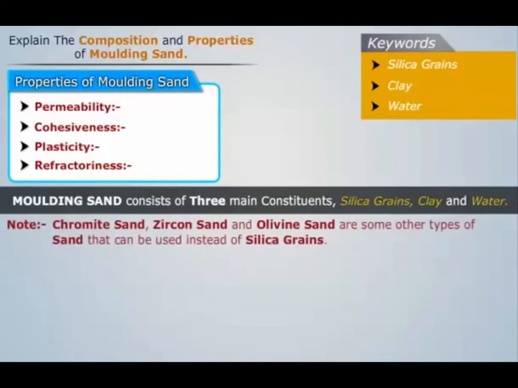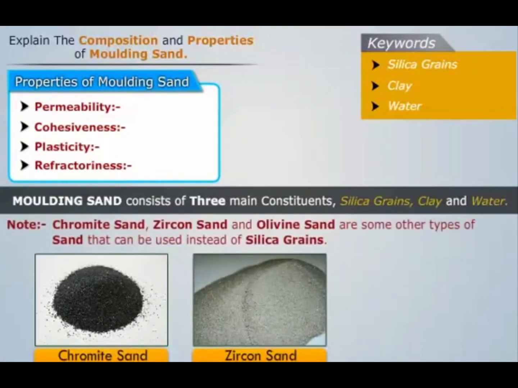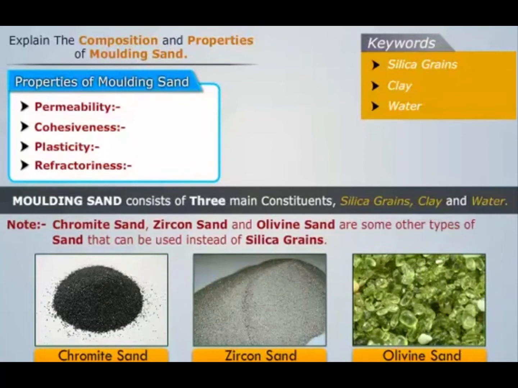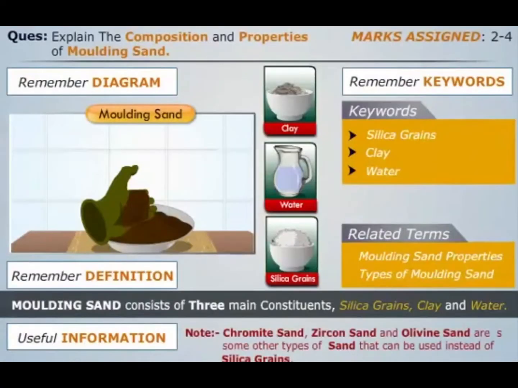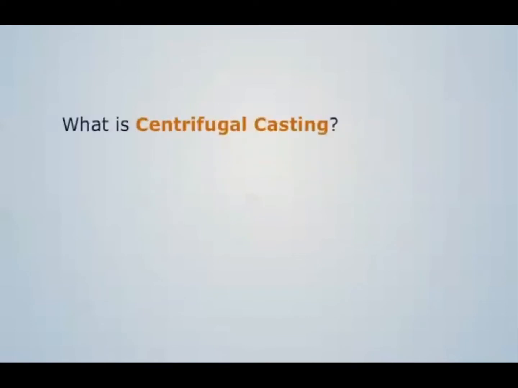Note that chromite sand, zircon sand, and olivine sand are some other types of sand that can be used instead of silica grains. Related terms are casting.